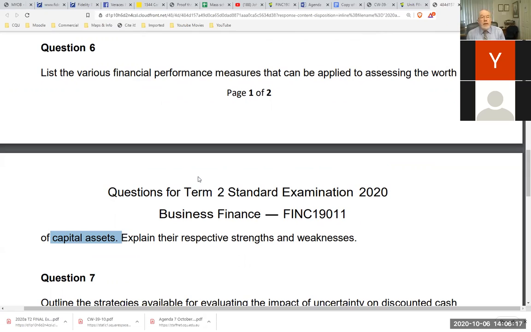All assets are things which an individual or a company owns for the purpose of making a profit. That's a definition from accounting.